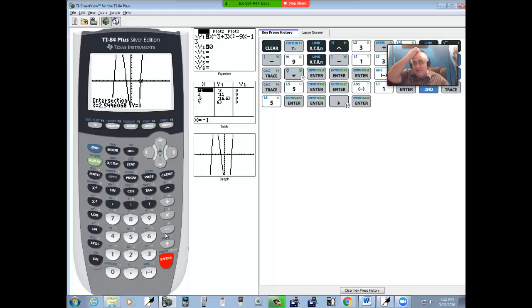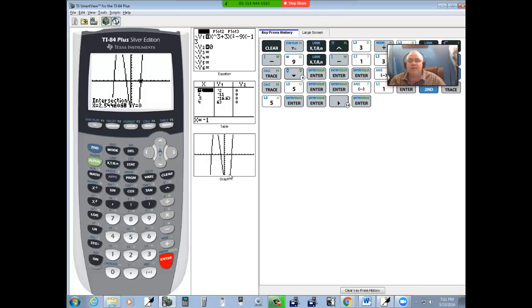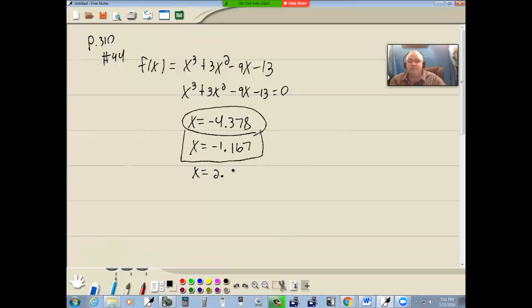Now, that technique is very handy if you're going on to trig or calculus, because sometimes you don't know what those tick marks represent. So we got x is equal to 2.545. And those would be our 3 answers. And that's how you find zeros on a TI-83, TI-84.